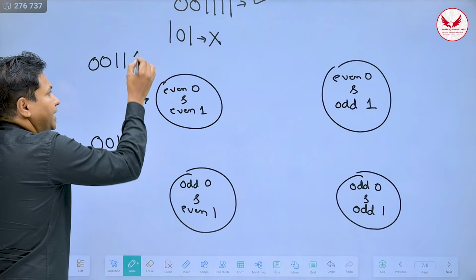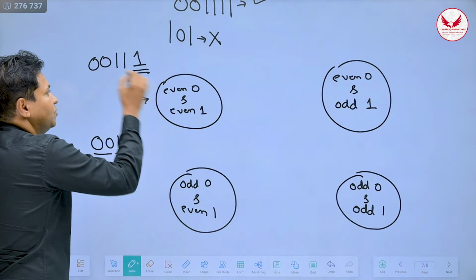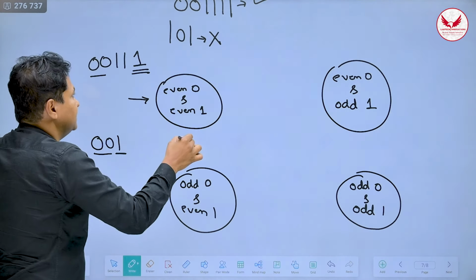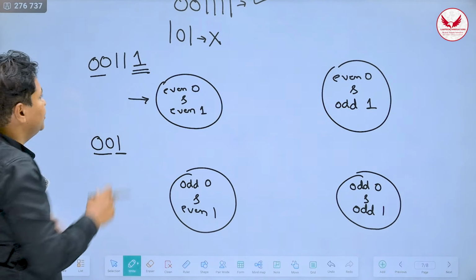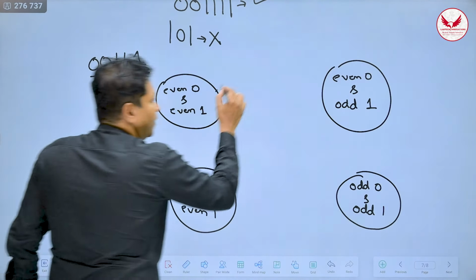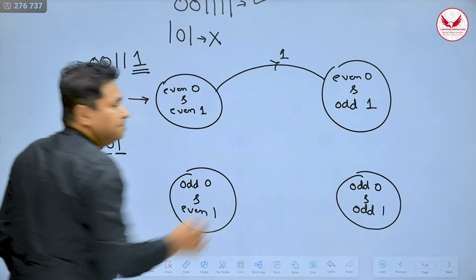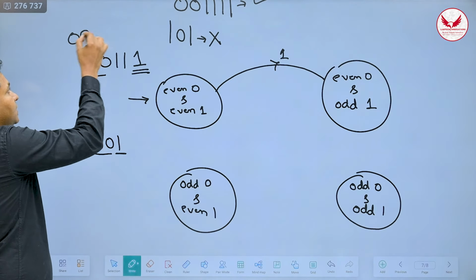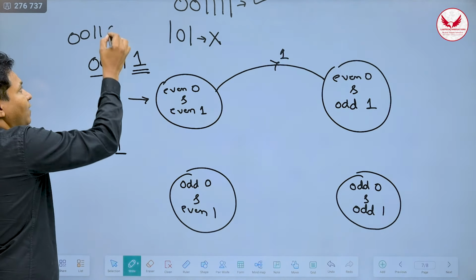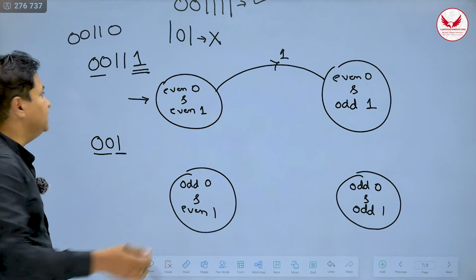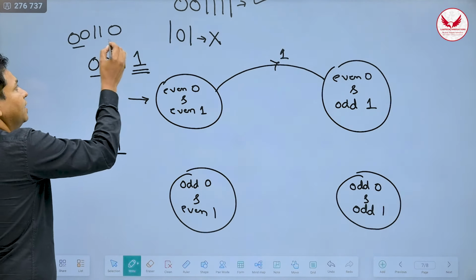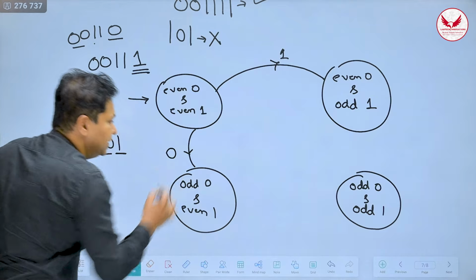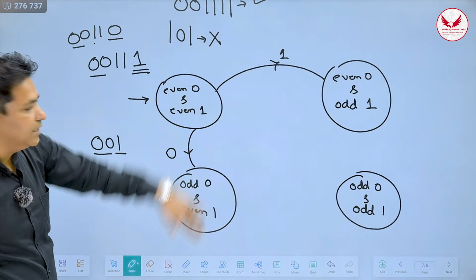If I add just 1 to this, what is the output? The output is even 0, odd 1. So in this state, when I process 1, it should reach even 0 and odd 1. In this state, what about the 0? For 0 0 1 1, if I have the input 0, what is the output? The output is odd 0 and even 1. So odd 0 and even 1 by processing 0. The same applies for the rest of the states.